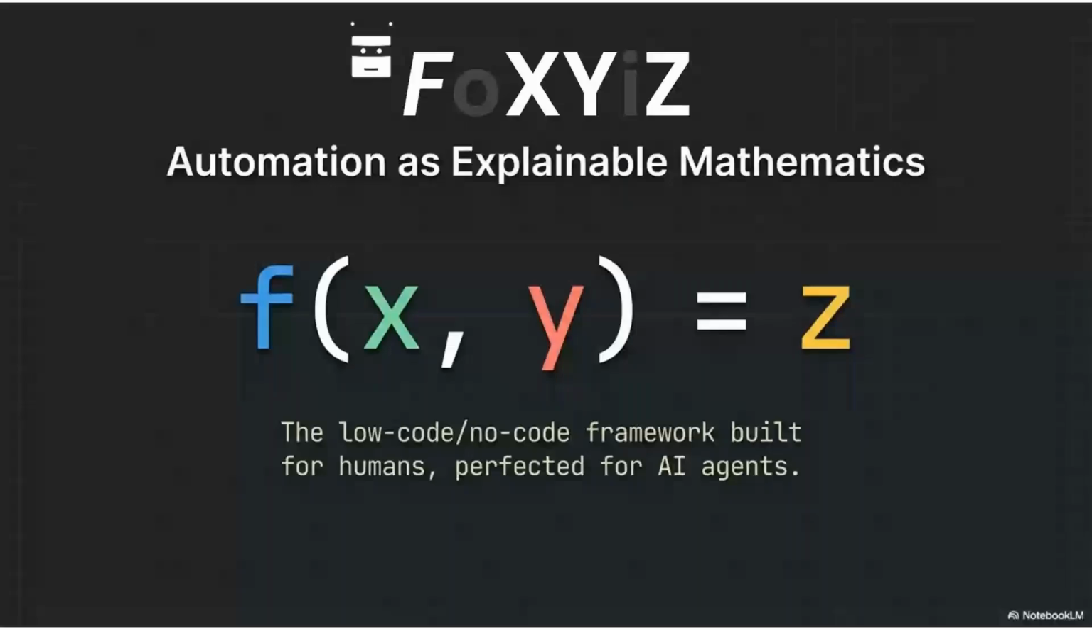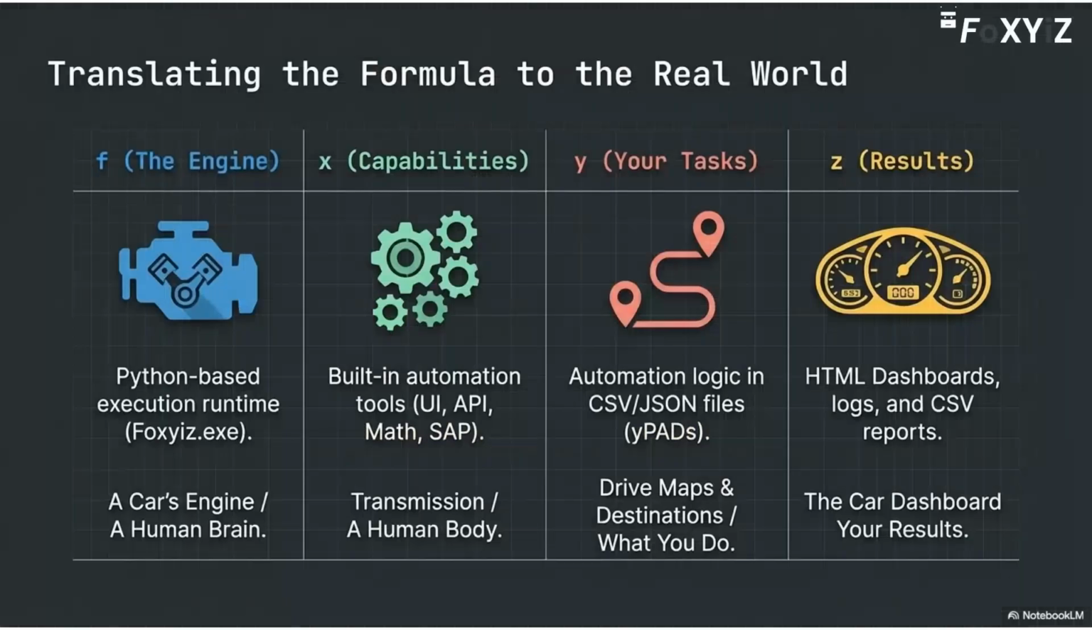Hi everyone, this is a quick introduction about FoXYiZ and how it works as a formula. The whole purpose is to make automation easy for both humans and also AI agents. It's a low code, no code framework. So let's dig in deeper.